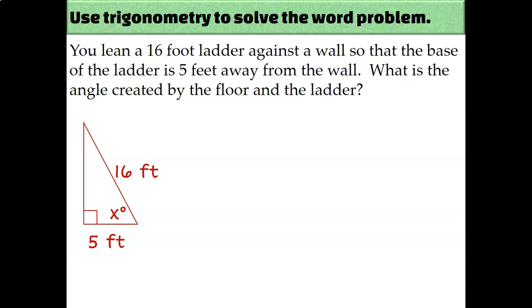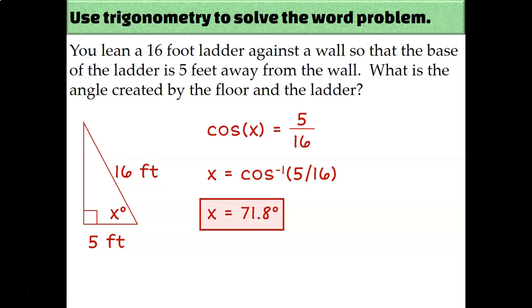So since I have adjacent and hypotenuse, the trigonometric ratio that I need to use is cosine. So I'll use this equation, cosine of x is equal to 5/16. To solve, I need to take the inverse cosine of both sides, type that into the calculator, and you get an answer of about 71.8 degrees.